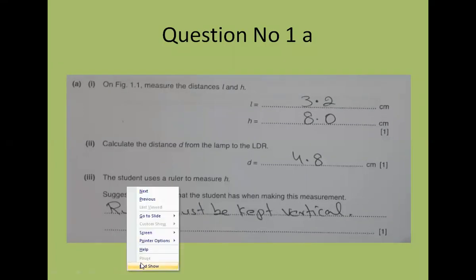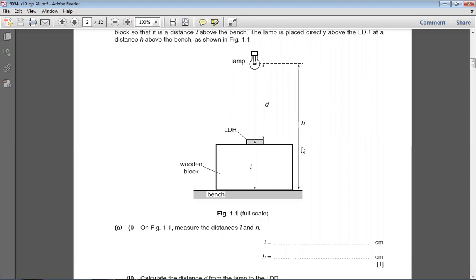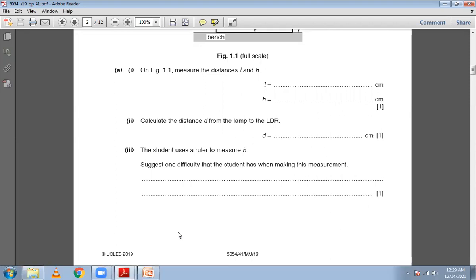Okay. So I can show you, when you are measuring H, one difficulty will be you have to keep the scale vertical. It's very important that the scale must remain vertical to this bench. Then you will get the exact height of this filament. Another difficulty is this filament is inside the lamp, but you will be measuring a little distance away, so your scale is not touching the filament, okay? So it's a little difficult. So the one difficulty is that the scale must be vertical, okay? So it's a one mark question.